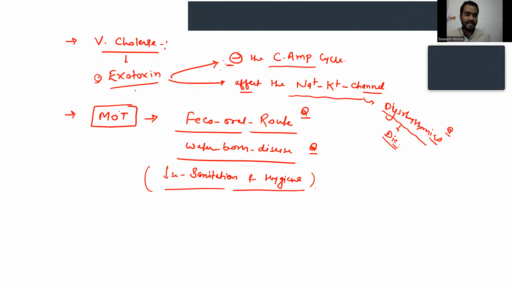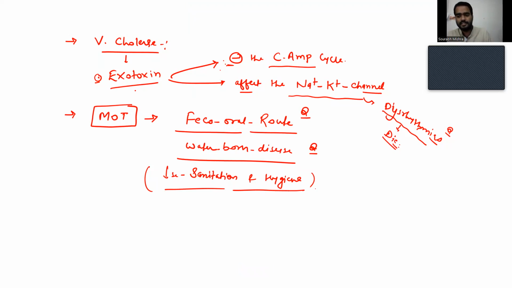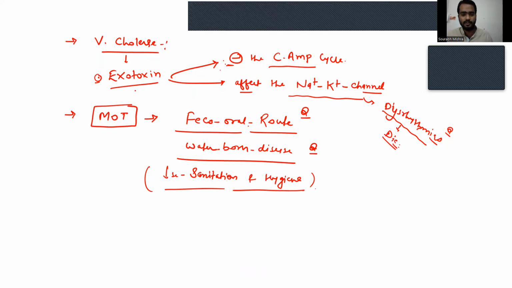One more thing, mode of transmission. The next thing is how it transmits from the source of infection to the vector or host. Source of infection to host. How is it transmitted? The mode of transmission is the fecal-oral route, especially the oral route. Under that, many types of mode of transmission are there: waterborne disease, airborne disease, foodborne disease. Vibrio cholerae or cholera is especially a waterborne disease.